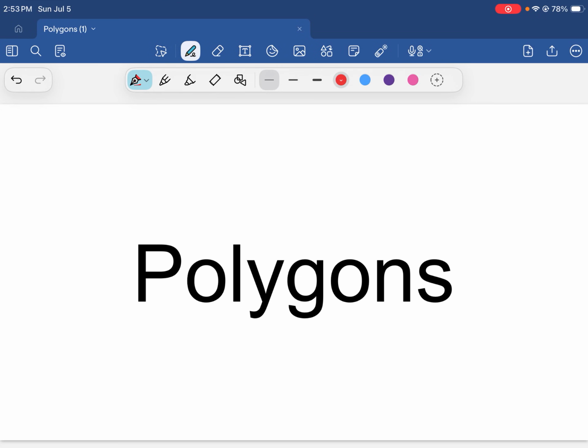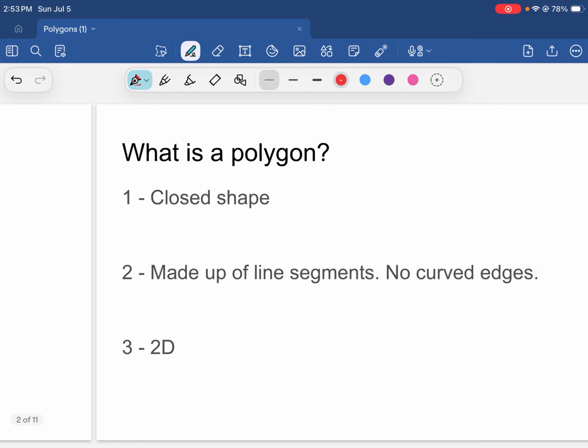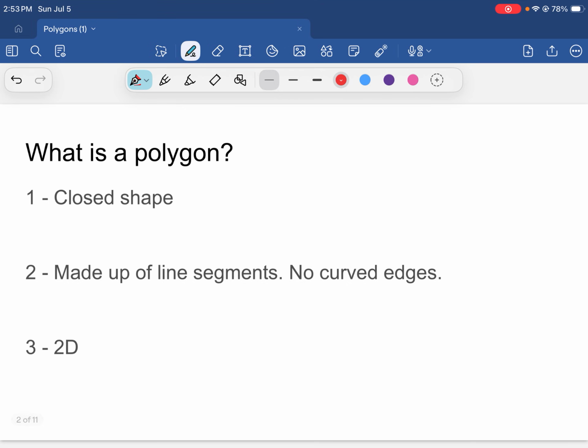Hi, let's talk about polygons. First off, what is a polygon? A polygon has to meet three characteristics in order to be classified as a polygon. It needs to be a closed shape, it needs to be made up of line segments, there are no curved edges, and it must be 2D.